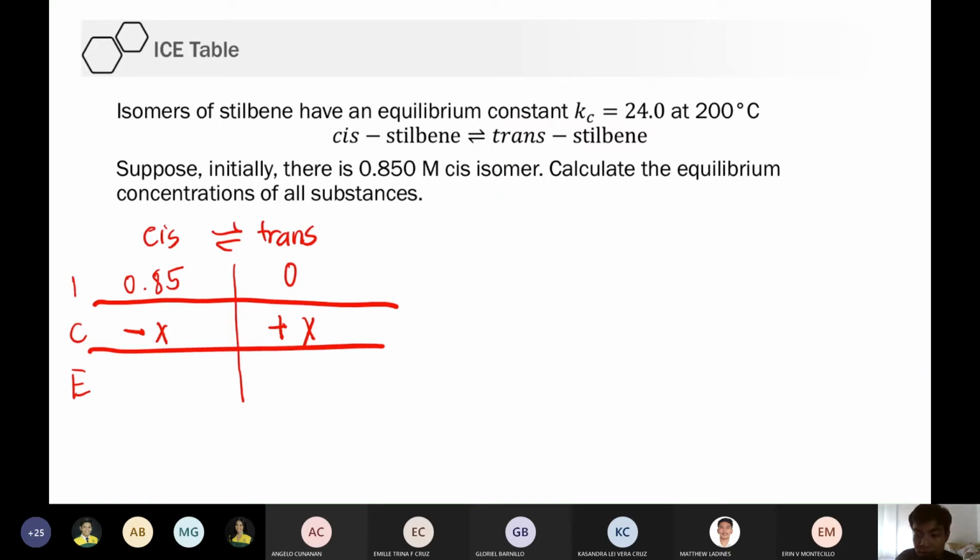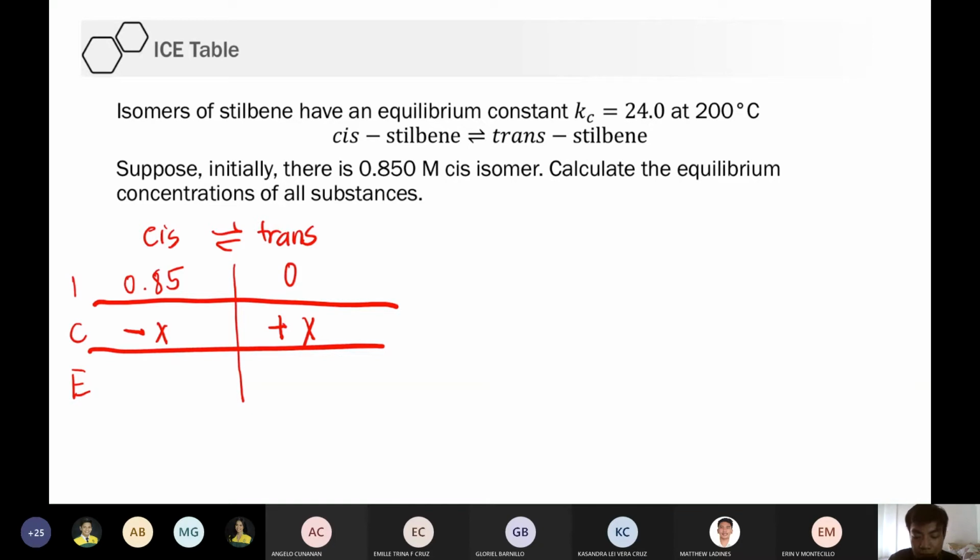So, yan. So, that's how we construct the ICE table. I, initial amount, stated yun sa problem. Pag hindi sinabi, 0. C, change. Paano mo malalaman yung change? Determine where the reaction is going. For E, that is the equilibrium amounts. To determine the equilibrium amount, that is just I plus the C. Pagsamahin mo lang yung I pati yung C.